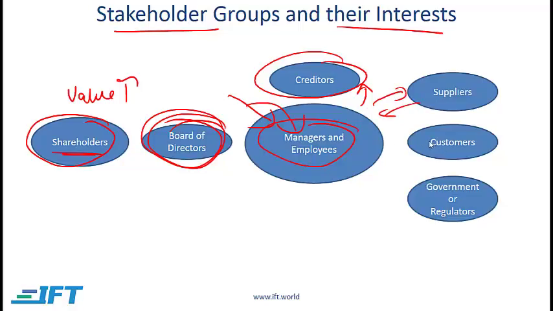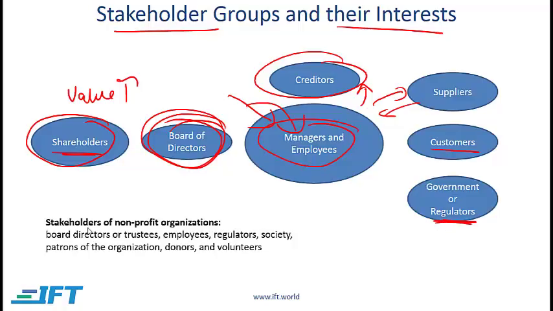Customers would like to get products from a company that are good quality but relatively low price. Often customers would also be interested in the long-term sustainability of a company. And finally, we come to the government or regulators. The government would be interested in tax revenue, so the profitability of the company would be important. The government needs to look out for the interest of the public, and regulators need to ensure that a company is following the relevant laws and regulations.